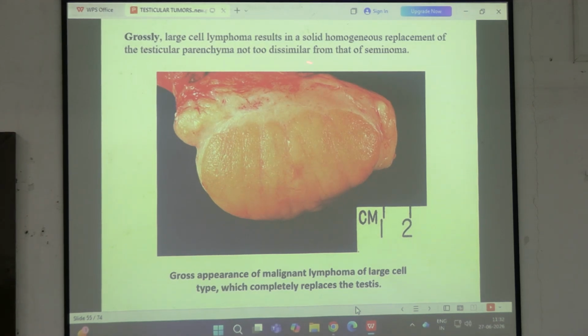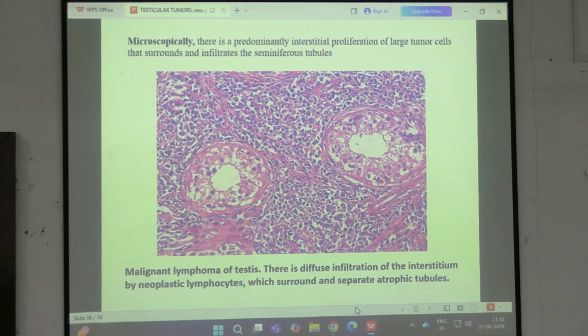So, solid homogeneous appearance of testis in a lymphoma. Sometimes it can also present with necrosis and hemorrhage. Okay, look at this, seminiferous tubules, and what is all this? The interstitium is infiltrated by these large atypical lymphoid cells. Can you appreciate? Completely it is kind of infiltrating the testicular structures.